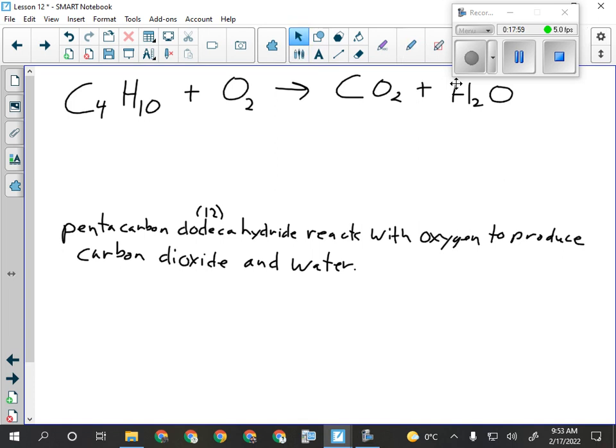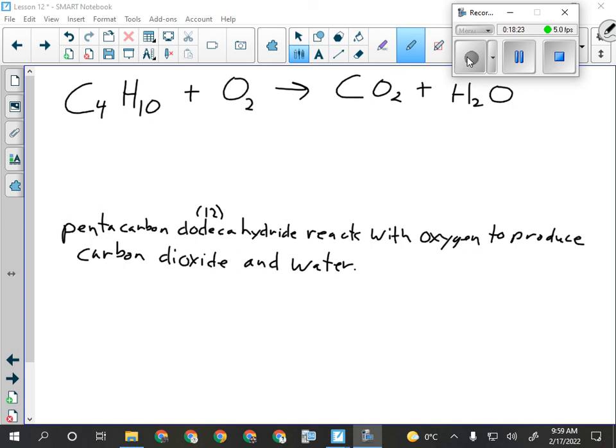Okay, so for the second one, it's pentacarbon dodecahydride. Dodeca is the prefix for 12. So I wrote 12 above it just so there's no mistake. All right, so for our first one here, we've got tetracarbon decahydride, or butane, reacting with oxygen gas to produce carbon dioxide and water. That's what it would sound like in words.